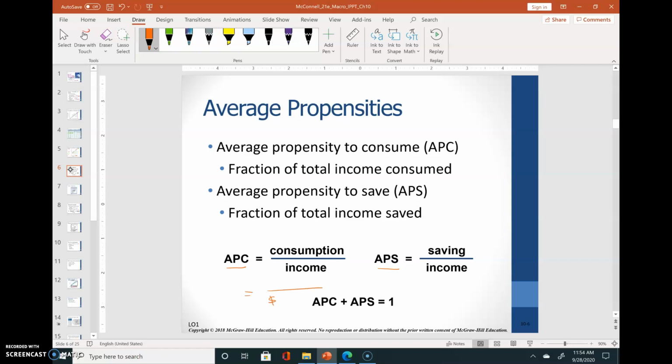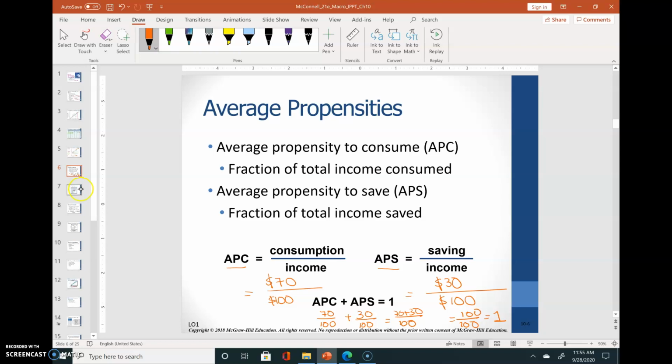Say your income is $100. Out of $100, you will consume only $70. Now, say I'm trying to find APS, the average propensity to save. My income is 100. My savings will be the rest of the money, which is $30. Now, if I add APC plus APS here, it will be 70 over 100 plus 30 over 100. So this whole thing will be equal to 100 over 100. This is equal to 1.